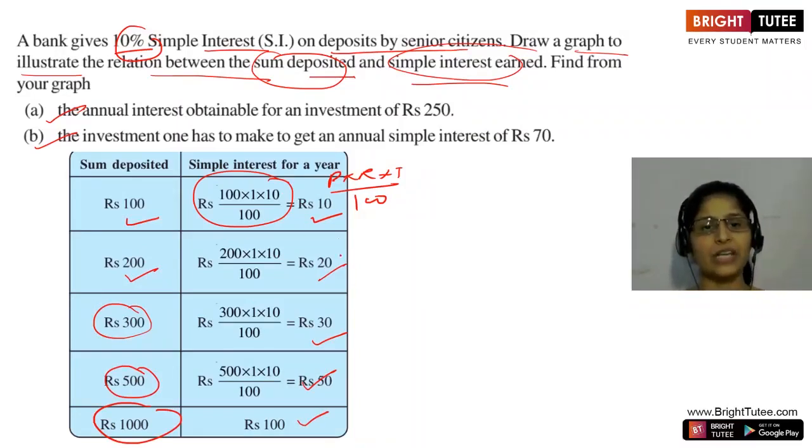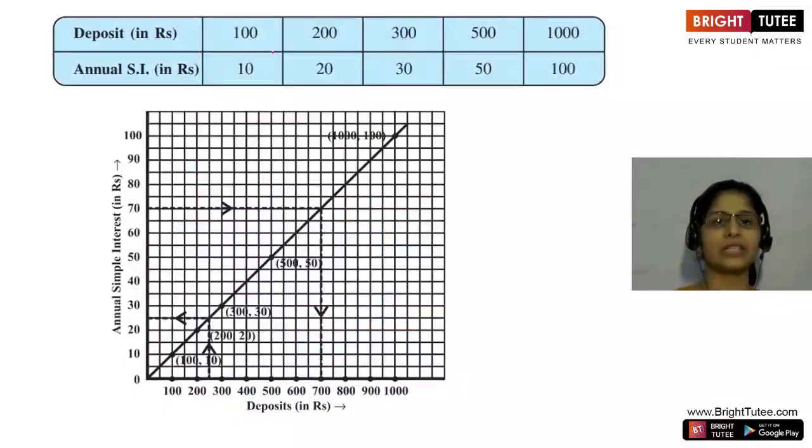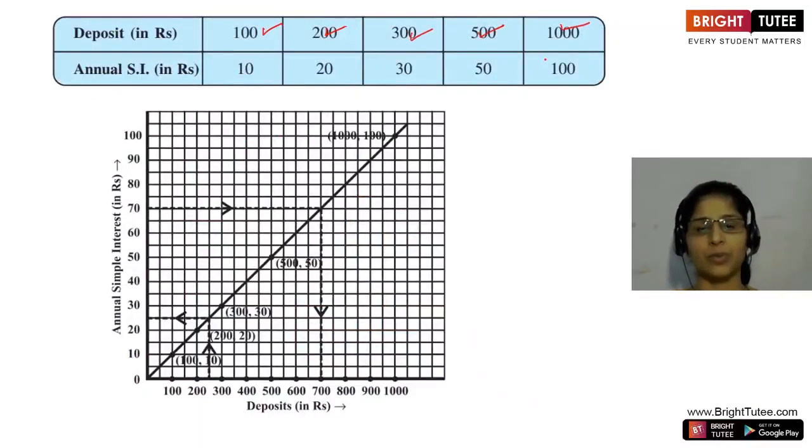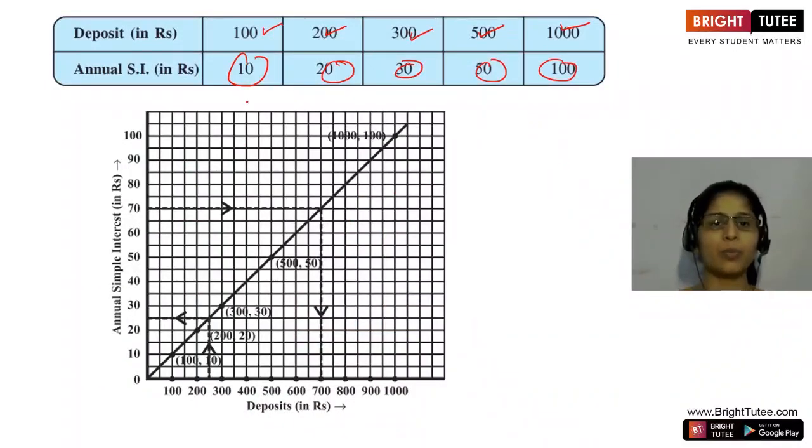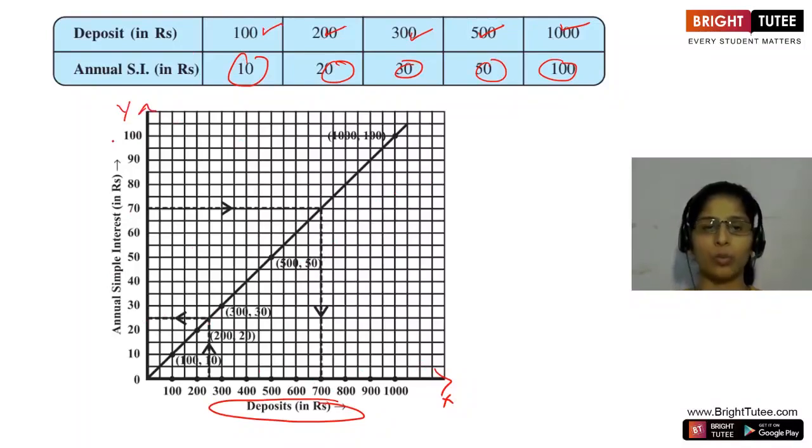So using these values, we are going to form a table and then the graph. Here you see the table is there for 100, 200, 300, 500 and 1000. These are the deposited money, and the interest is written here as 10, 20, 30, 50 and 100. So we will plot, suppose amount deposited is represented on x-axis and the annual interest is represented on y-axis.